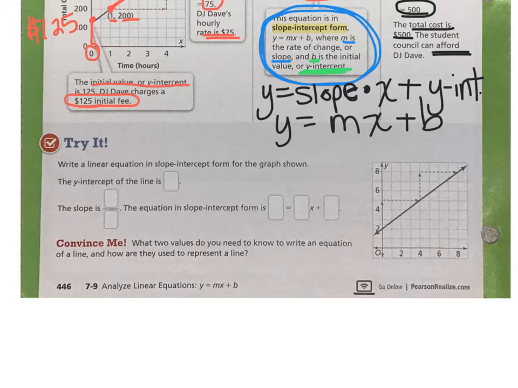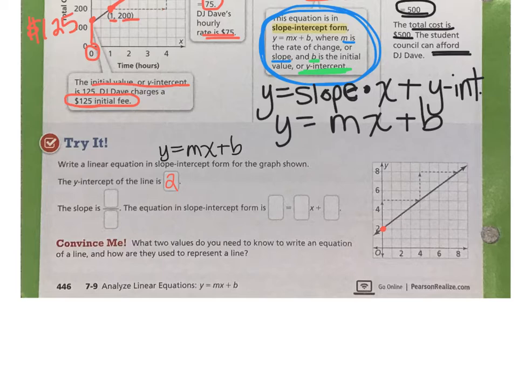Now let's look at the try it. Write a linear equation in slope-intercept form. So that's the y equals m for slope, x plus b for y-intercept for this graph. First, let's look at what the y-intercept is. Remember, the y-intercept is where that graph crosses the y-axis. And I'm just putting now a point on the y-axis to show that. So it crosses the y-axis at 2.